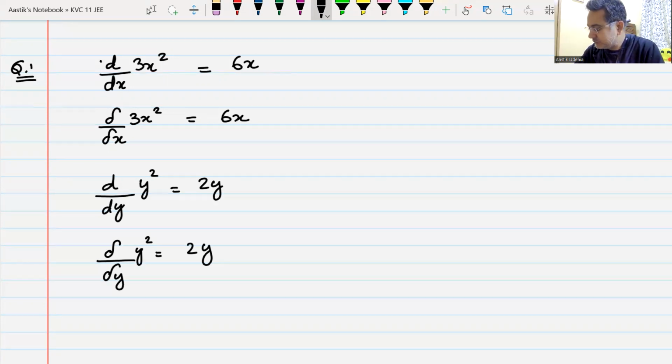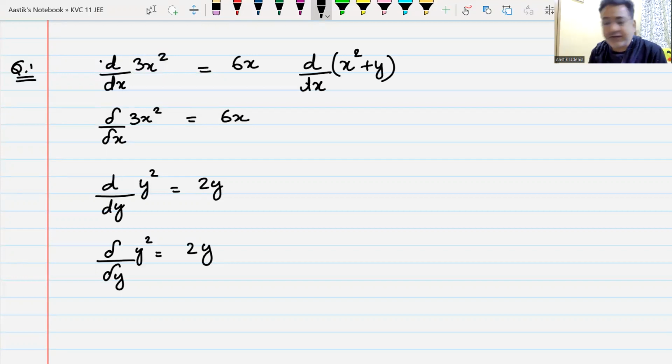Now, if I have an example where I have to find out the complete derivative of x square plus y, the complete derivative will be equal to, I will have to differentiate x square, that will be 2x, and then I will have to differentiate y also because y is the variable. So I will write it as plus dy by dx. That is the complete derivative of x square plus y.